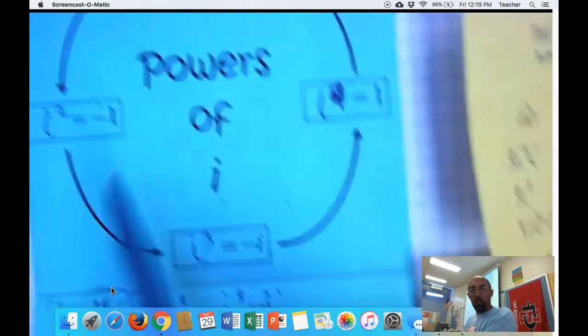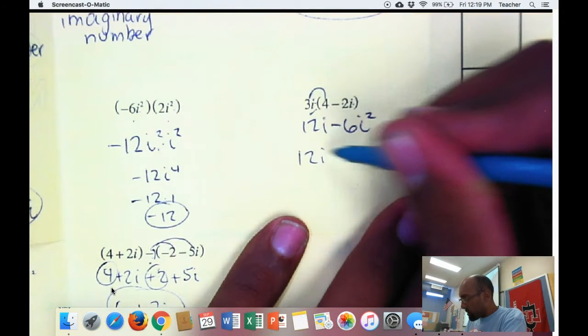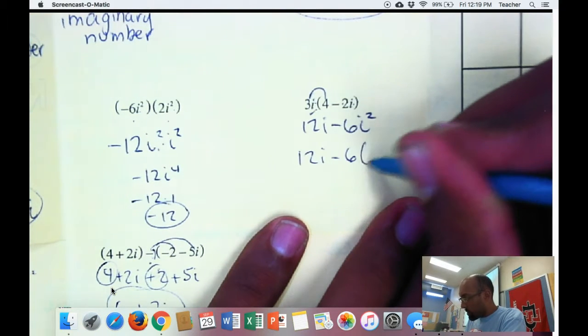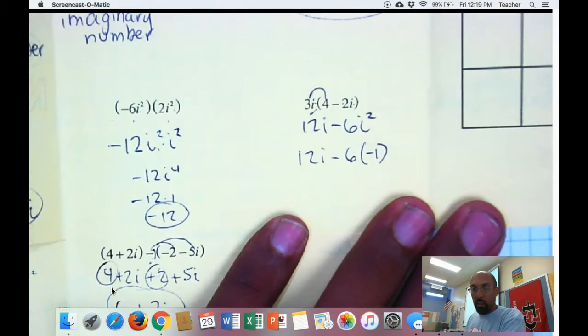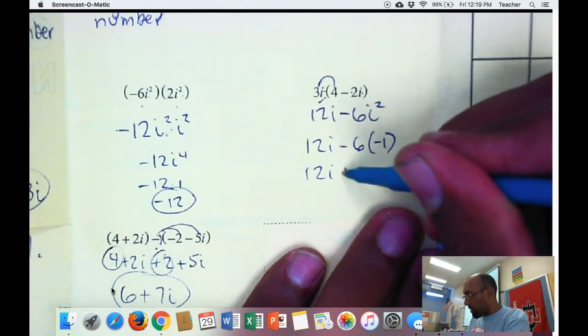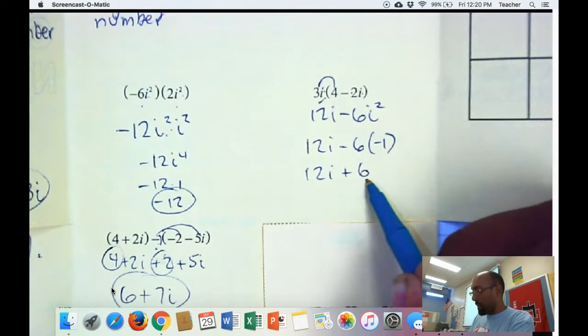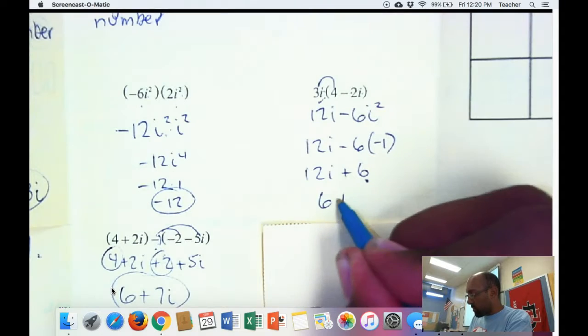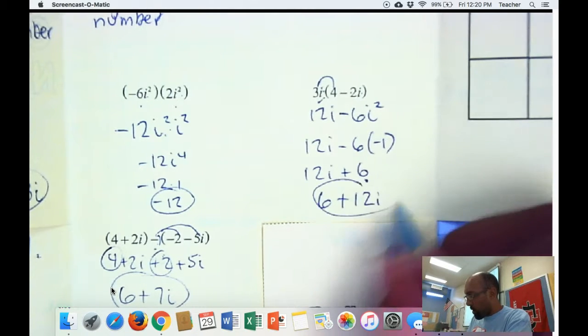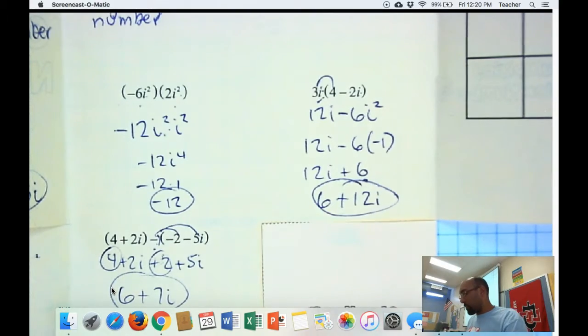Now let's go back to our chart. What's i squared equal to? i squared is negative 1. Okay, so that means that I can simplify this to 6 times minus 1, because that's what i squared is. So now this becomes 12i plus 6. But remember, the real number has to be rearranged first. So 6 goes first, then 12i. And then there is our solution, or our simplified expression.